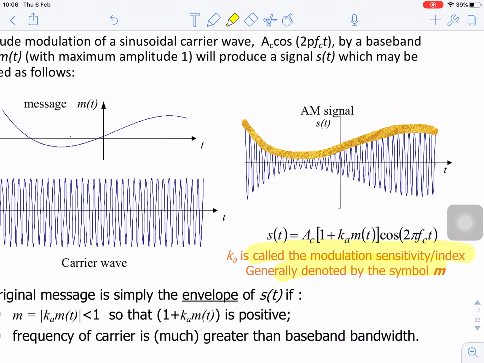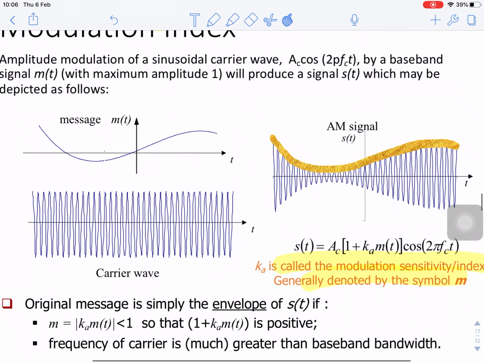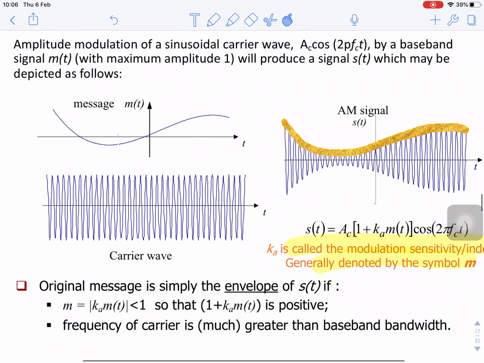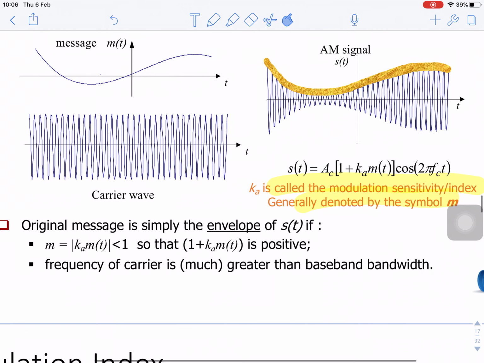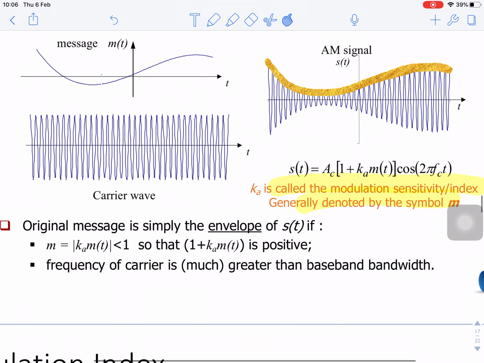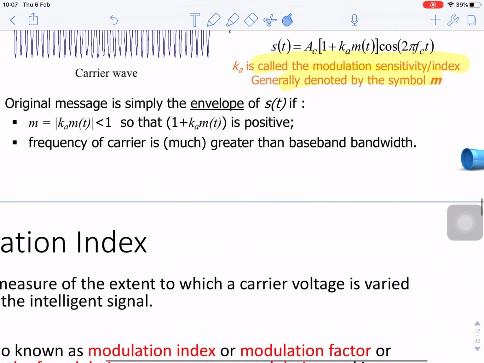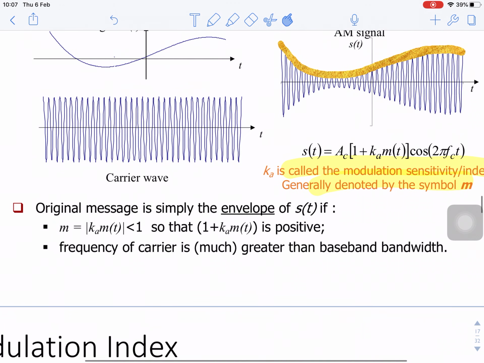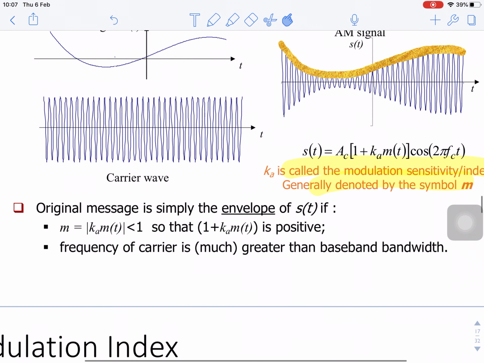The modulation of a sinusoidal carrier AC cosine 2 pi fc t by a baseband signal m(t) with a maximum amplitude of 1 produces a signal s(t), which may be displayed as follows. The message m(t) is there, and the AM signal is there. The original message is the envelope of s(t), if ka is small enough such that 1 plus ka m(t) is positive.